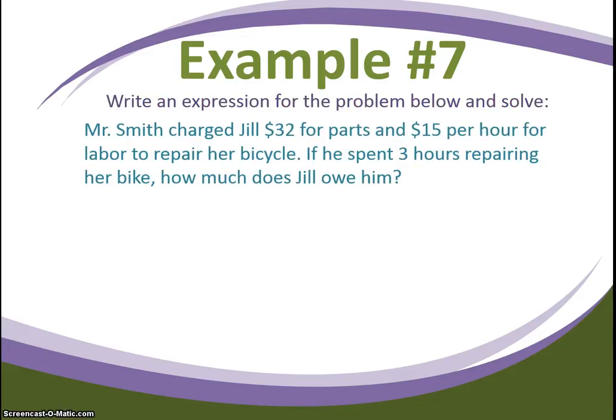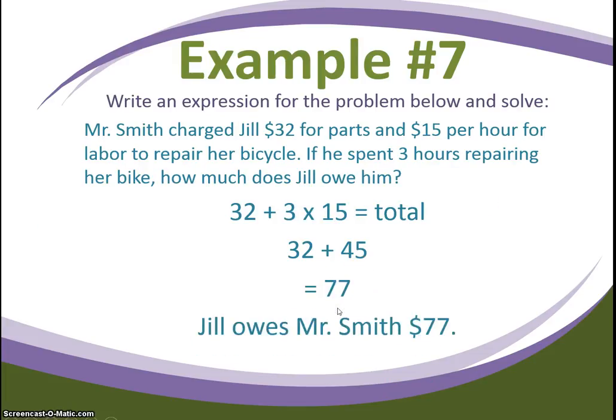We're going to write an expression for the problem below and solve. Mr. Smith charged Jill $32 for parts and $15 per hour for labor to repair her bicycle. If he spent 3 hours repairing her bike, how much does Jill owe him? Well, we start with 32, and then 3 hours times $15 per hour will give us our total. So what do we do first? Addition or multiplication? We do multiplication. And 3 times 15 is 45. Now we can add our 32, and it would cost $77 for Mr. Smith to fix Jill's bike.